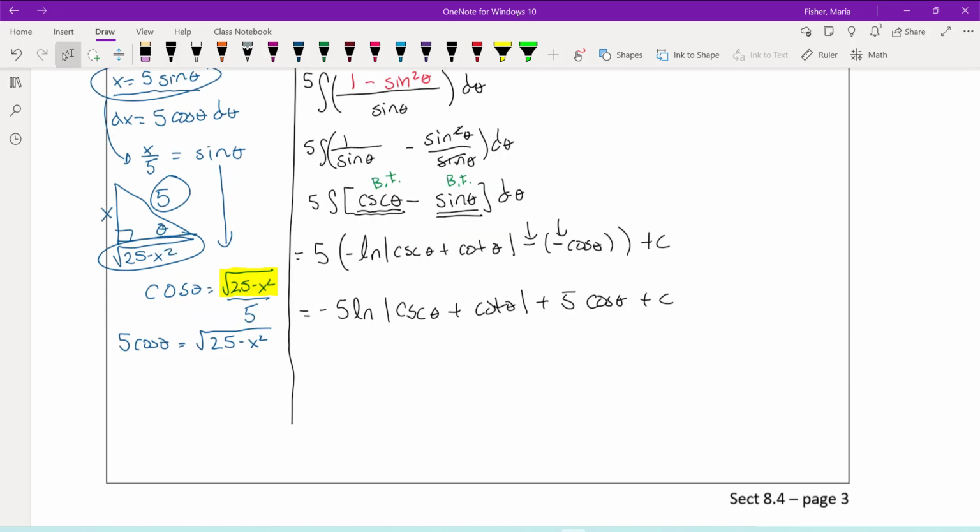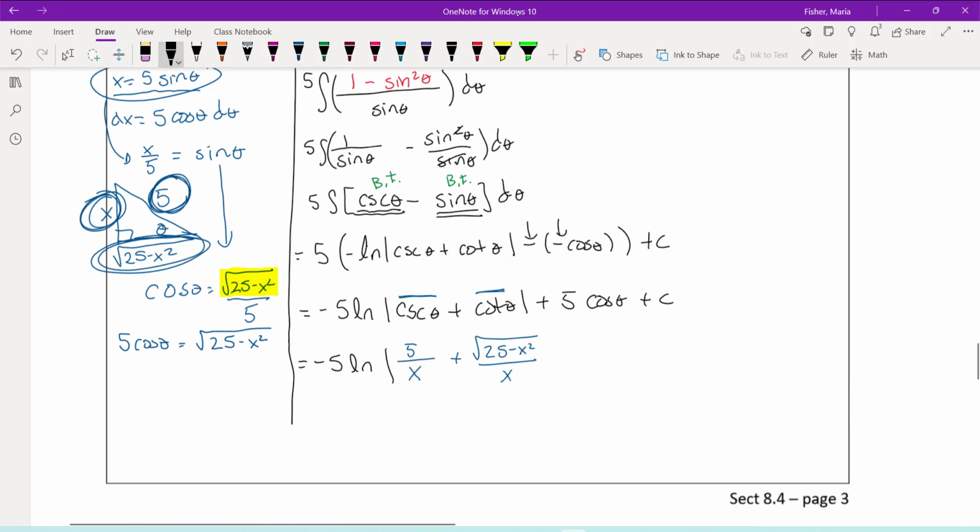Finally, get out of thetas and go back into x's. So you're looking at negative 5 natural log of the absolute value. And if you go to the triangle, cosecant is the reciprocal of the sine, so that's going to be hypotenuse over opposite, plus cotangent is the reciprocal of the tangent, so it's going to be adjacent over opposite, plus 5, and then cosine.